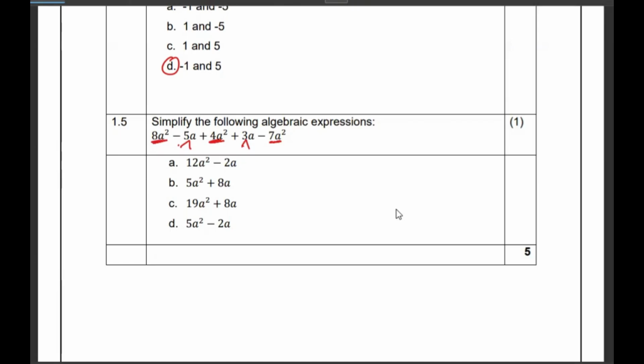Now, when you're adding algebraic expressions, pay attention to the sign that is in front of that number or that term. So like the 8, the sign in front of the 8 must be a positive. So it's going to be 8a squared. And then the 4, there's a plus sign in front, so it's going to be plus 4a squared. The 7 is a minus since there's a negative in front of it. And then we're going to say minus 5a, then plus 3a.